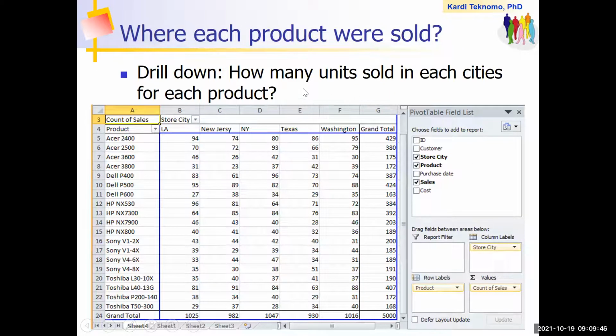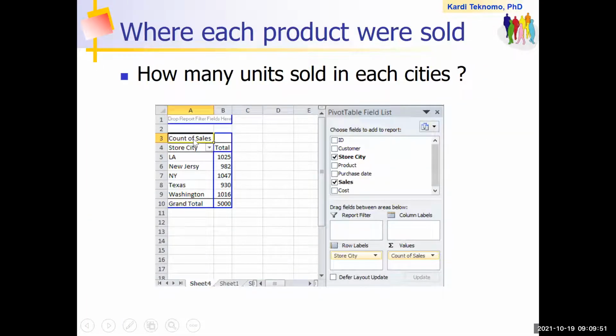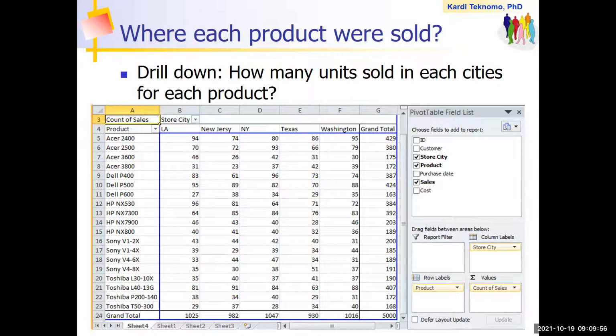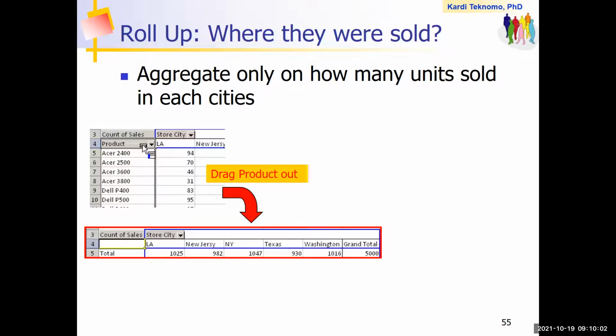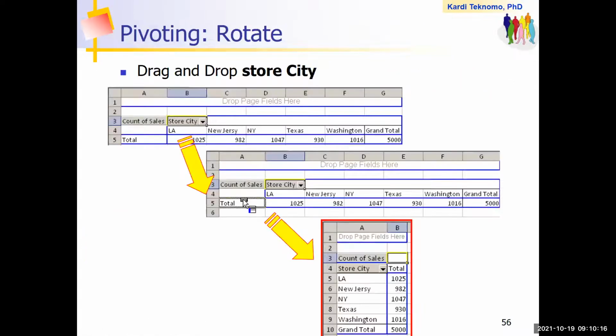So where was each product sold? Again, you drill down here. Remember, this is the city. Now you can drill down into more details, and then you can aggregate. Again, using a pivot table, you can drag the product out to roll up. Basically, you can roll up also in Excel using a pivot table. You can also rotate if you want. Just drag and drop the store city, and you can get this kind of result.